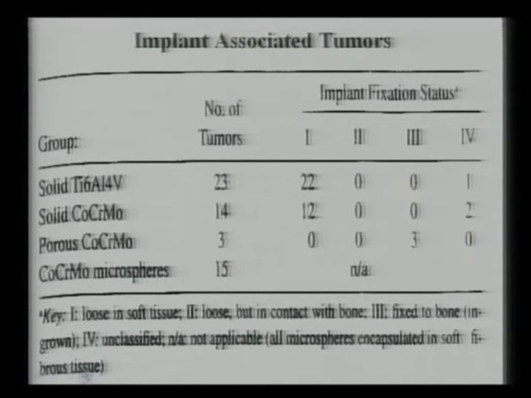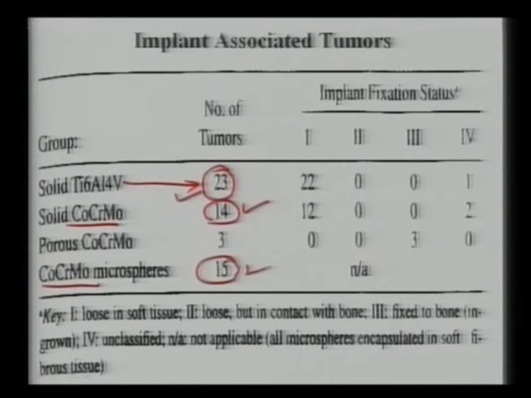Now other things which are important are implant associated tumors. If you talk about the different metallic solids like titanium 6, aluminum 4, vanadium, a number of tumors were investigated in certain patients. It has the largest tendency of causing tumors, and if these tumors are malignant, then they can cause cancer in the patients. Solid cobalt chrome moly also has experienced a large number of tumors, 14 tumors. Cobalt chrome moly microspheres also had 15 tumors.